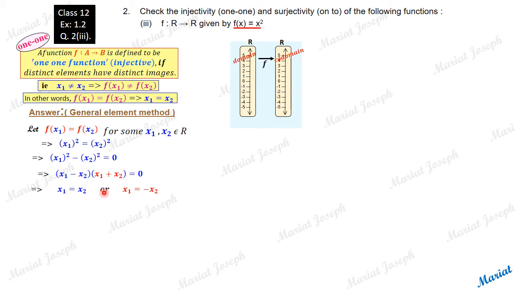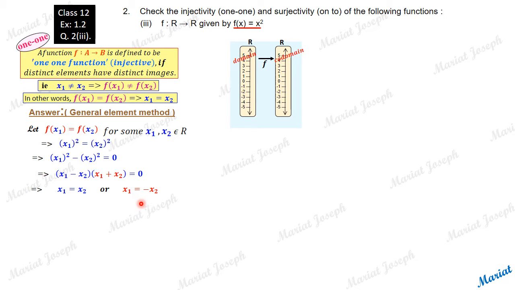Here we notice, whenever the images are equal, the only possibility should have been that x1 and x2 are equal, no other way. These images could be equal only by having these two equal. Only if it happens so, we can say the function is one-one. But what happened here? These images can be equal by another way also.